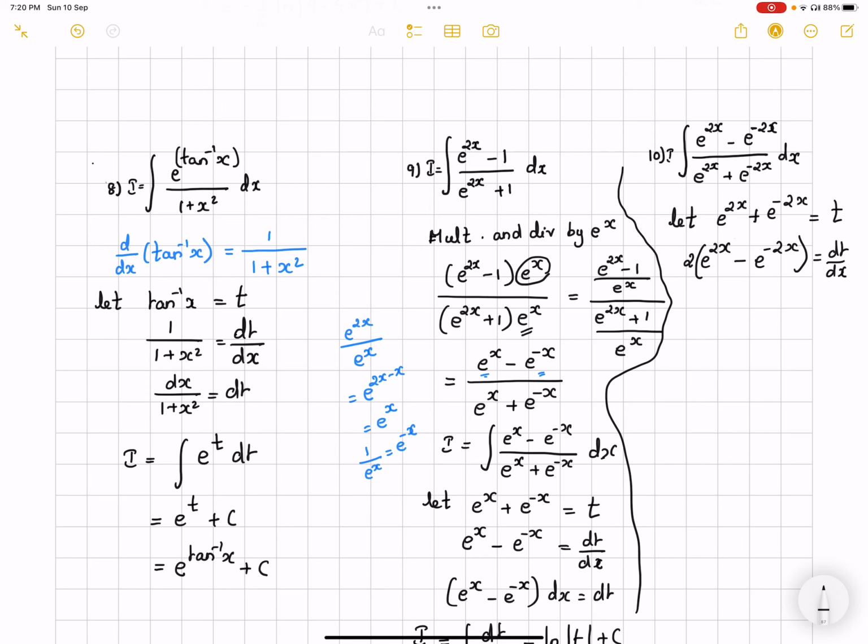Okay, now you go ahead. I'm considering this as I is equal to, then in that case, we have dt by 2, so dt by 2 into t. Now let's go ahead and integrate it. We get ln of t plus c, 1 by 2 ln of t, where t is e to the power 2x plus e to the power minus 2x, plus c. I'm sorry for the mistake earlier.